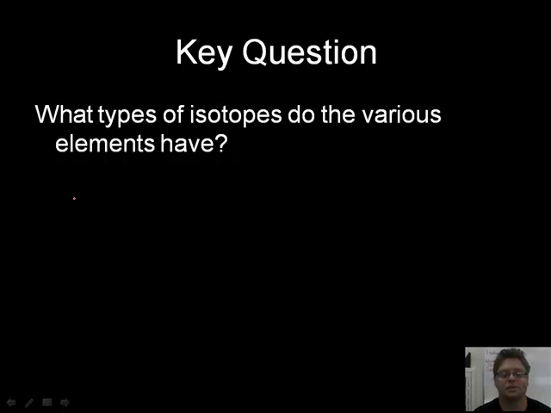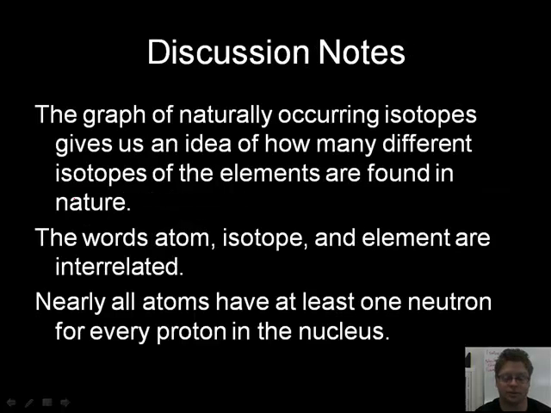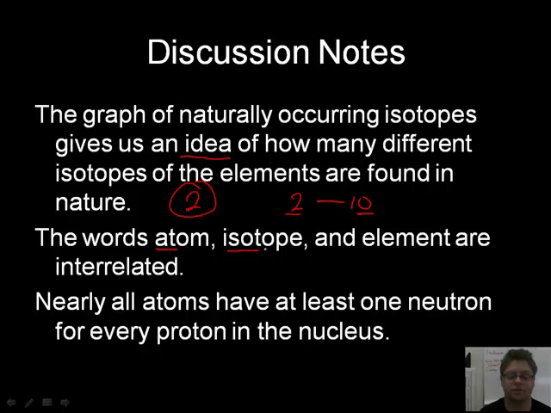So what types of isotopes do the various elements have? We'll be able to look at a graph, describe nuclear composition, and look at stable and radioactive isotopes. Now, things you need to know: the graph of the naturally occurring isotopes gives us an idea of how many different isotopes of the elements are found in nature. Remember, the periodic table only gives us 2 of those, but we know we can have between 2 and 10 on many different substances. The words atom, isotope, and element are interrelated. When we talk about the periodic table of elements, we could also talk about the periodic table of atoms if we're just talking about a single atom.